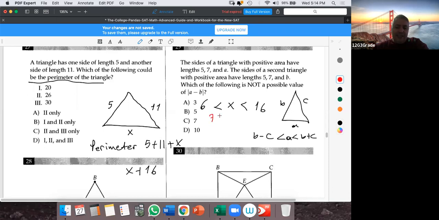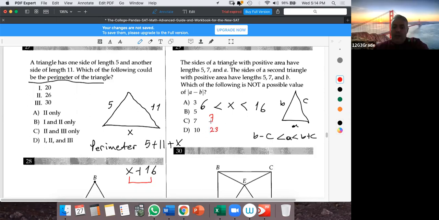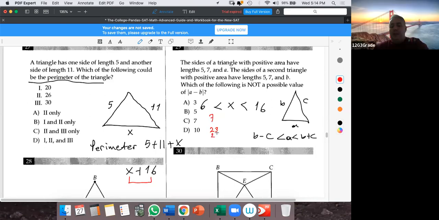If x is 7, what will be 16 plus 7? 23. So if x is 6, we should cancel that. Let me finish. If x is 8, 24. If x is 9, 25. If x is 15, 15 plus 16, 31. So the perimeter is possible from 23 to 31.